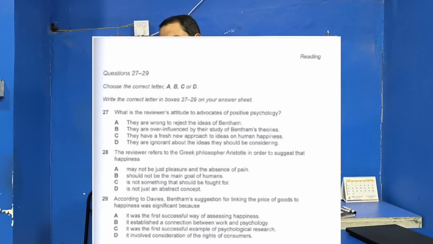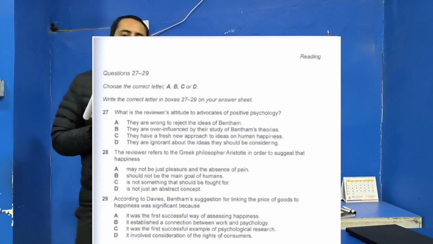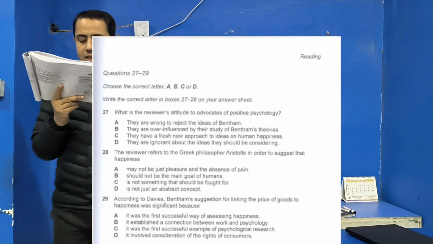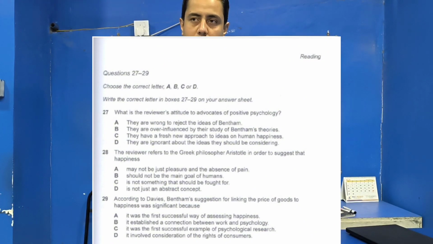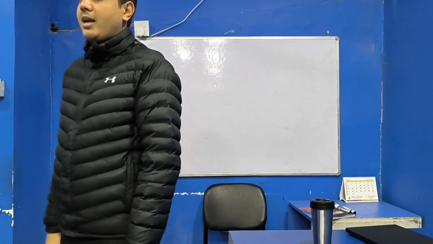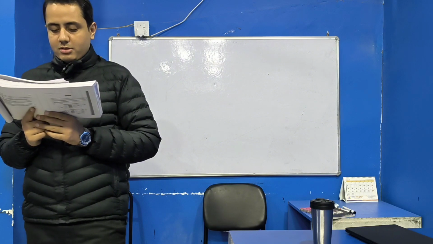Number C, it was the first successful example of psychological research. So the first time anyone did psychological research was Bentham, who linked these two things. Number D, it involved consideration of the rights of consumers. So consumers also have rights. Do you know consumers have rights? Like you are studying IELTS here, you have paid money for it. If there is something that the organization does against you, like takes your money and doesn't teach anything, then you can maybe file a case against the company because you have rights based on the money that you pay.